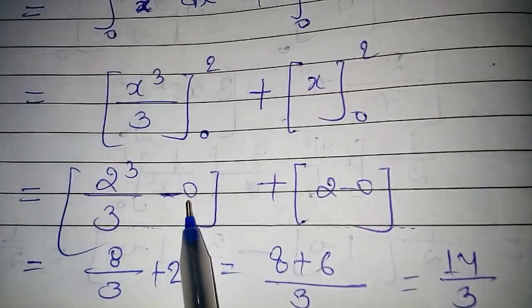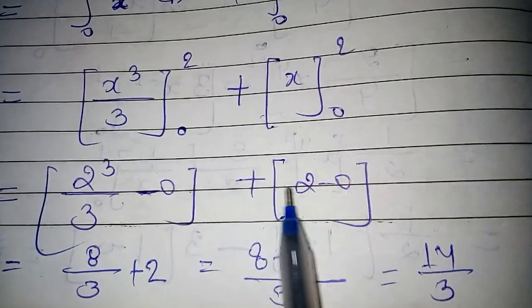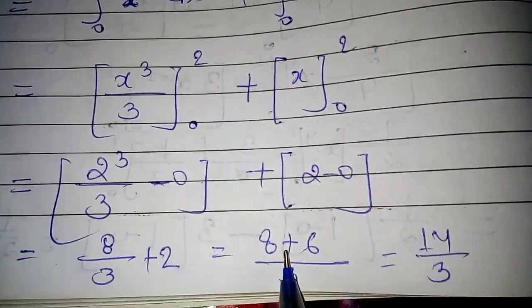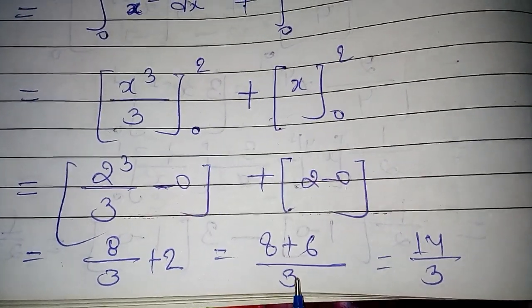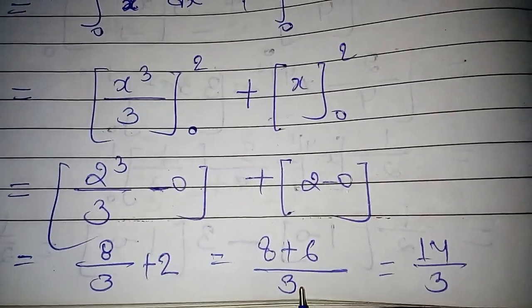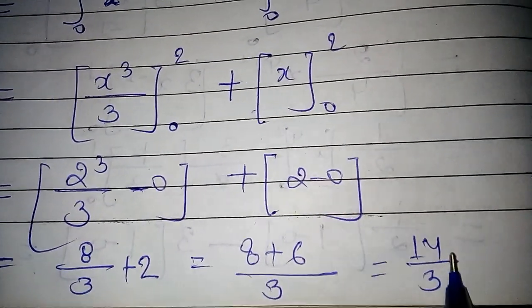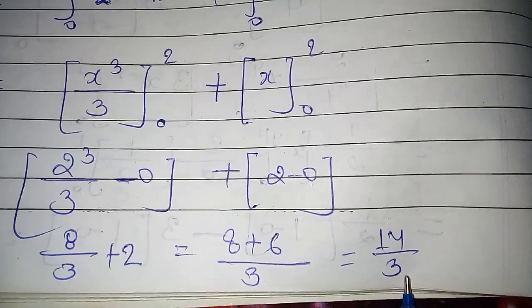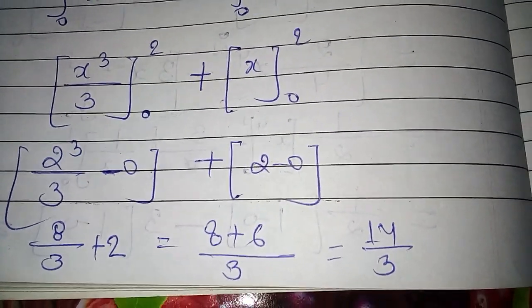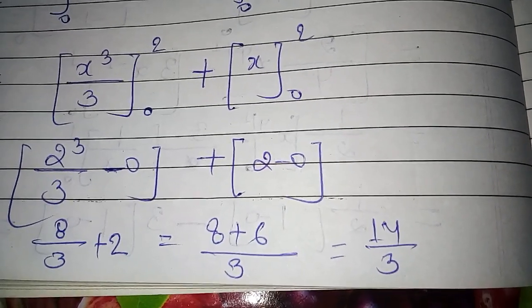Ignore this 0, plus this is what? 2. So 8 by 3 plus 2 is equal to 8 plus 6 divided by 3, because 3 twos are 6. So 8 plus 6 divided by 3, and 8 plus 6 is what? 14 by 3, your final answer. Now we will see the next question.